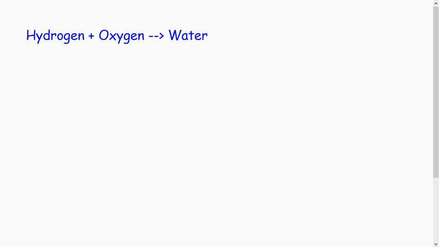Next, we're going to look at the reaction between hydrogen and oxygen to form water. Hydrogen symbol is H, and it is one of the diatomics, so I need to write it as H2, plus oxygen, which is also one of the diatomics, so it needs a subscript of 2 as well, yields the formula for water is H2O.